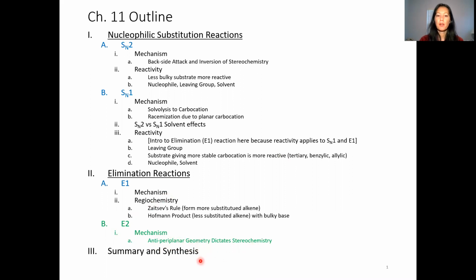The last part of chapter 11 involves just a summary, how to predict what products you're going to get given certain substrates, reagents, and conditions, and then applying that in synthetic routes.